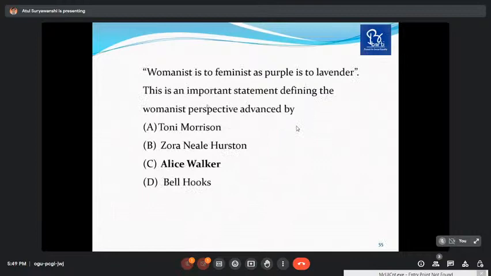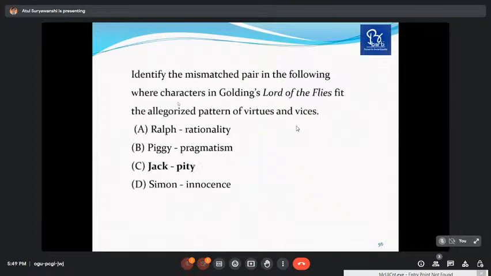So the next question. Womanist is to feminist as purple is to lavender. This is an important statement defining the feminist perspective advanced by Toni Morrison or Zora Hurston, Alice Walker or Bell Hooks. The answer is Alice Walker. Alice Walker, The Color Purple is very famous.